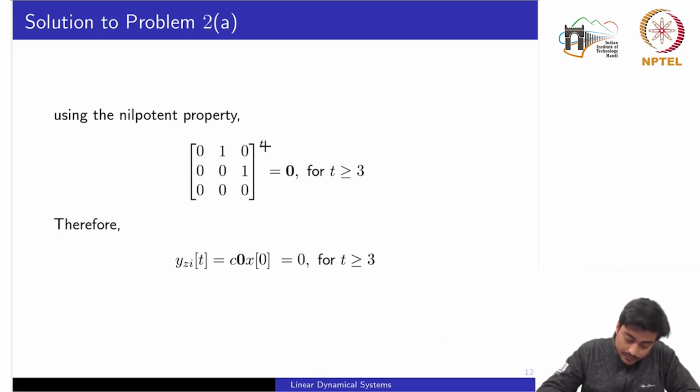Now we will start computing the powers of this matrix for t starting from 0, 1, 2, 3, and we will see that once you reach t equal to 3 or higher, this matrix would always be a 0 matrix. This is the reason that the zero input response of the system is always 0 for t greater than or equal to 3.